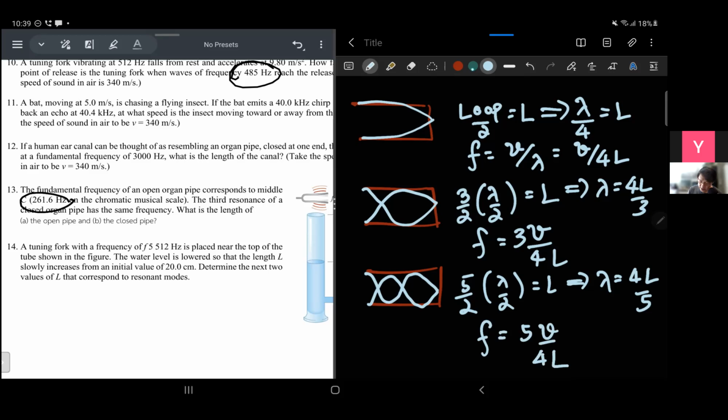Okay, so with this, your fundamental frequency is v over 4L. And as you can see, your third resonance is 5 times that. So let me draw a conclusion right here. So this is your third resonance.